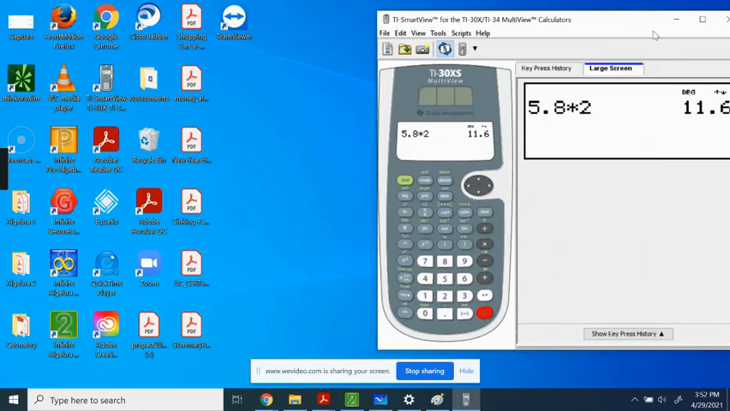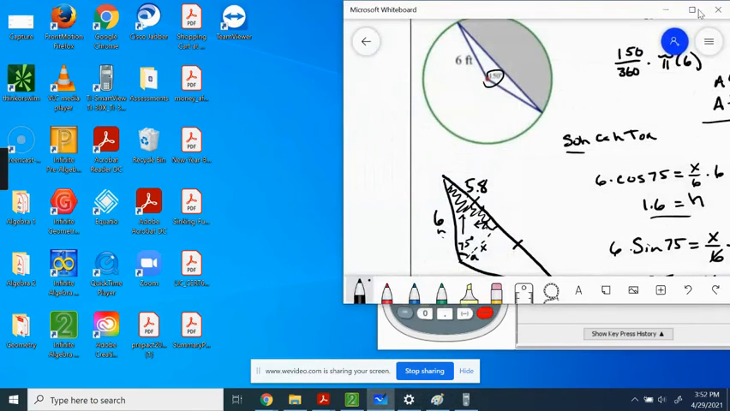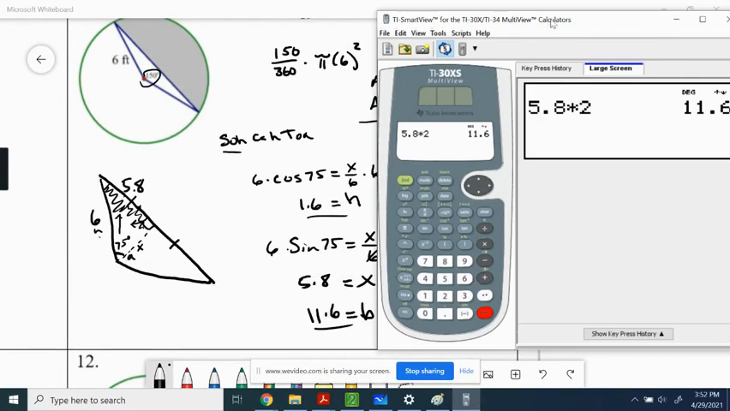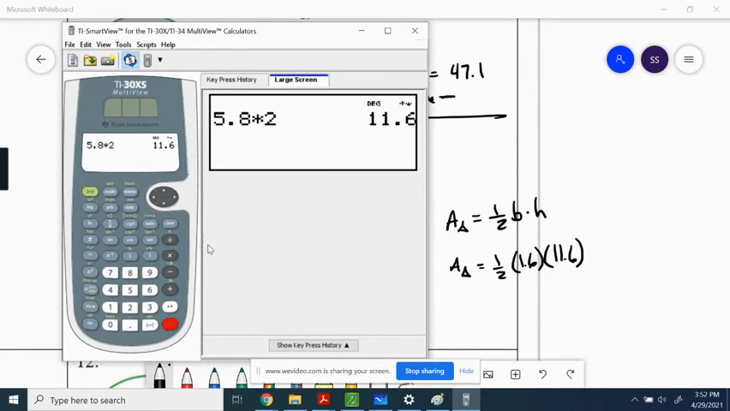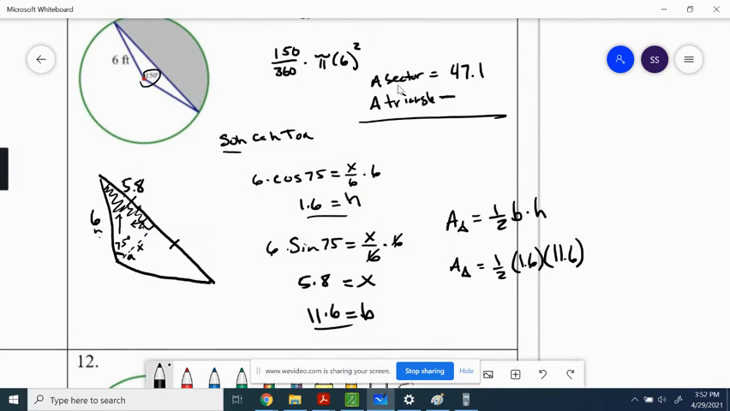Whoops. That's what I want to do. There we go. Let's move this over so we can see it. Fraction button, 1/2 times 1.6 times 11.6 equals 9.28. So there we go. My area of the triangle is 9.28. We said round to the nearest 10, so let's call this 9.3.